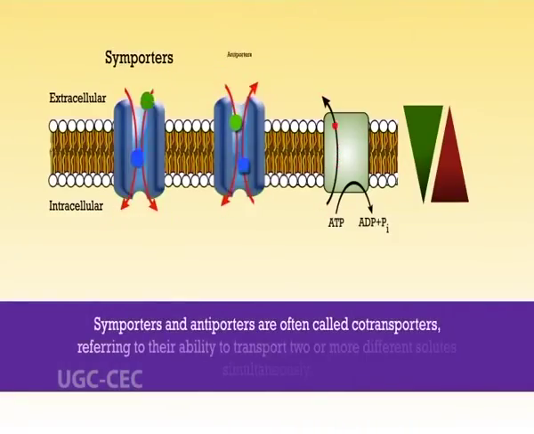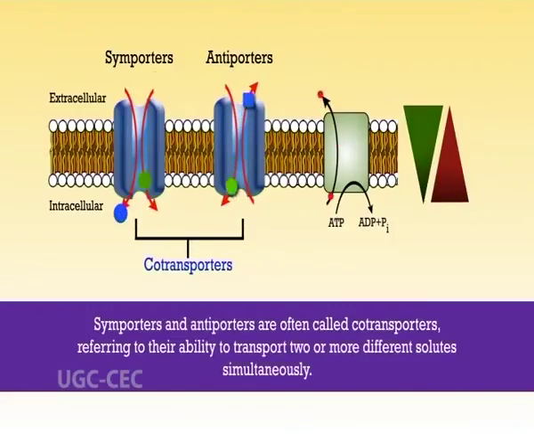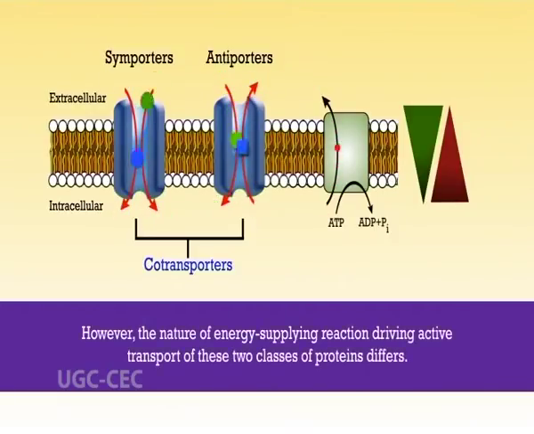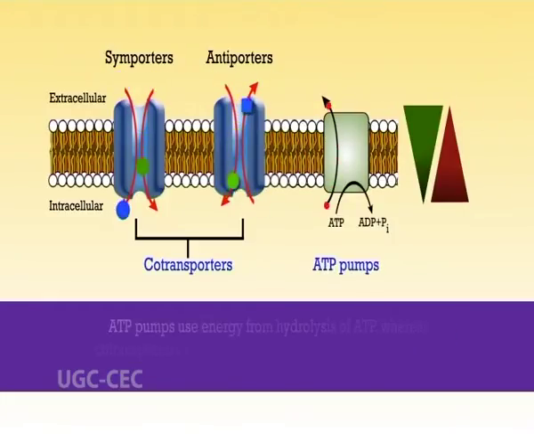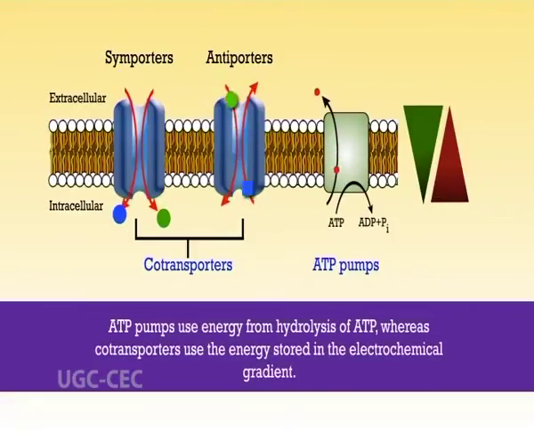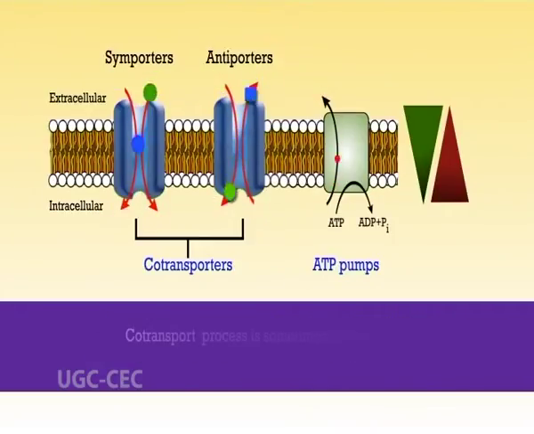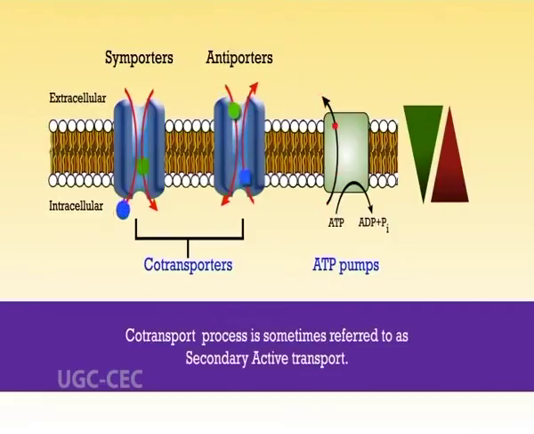So, symporters and antiporters are often called co-transporters, referring to their ability to transport two or more different solutes simultaneously. However, the nature of the energy-supplying reaction driving active transport differs between these two classes of proteins. ATP pumps use energy from hydrolysis of ATP, whereas co-transporters use the energy stored in the electrochemical gradient. Co-transport is sometimes referred to as secondary active transport.